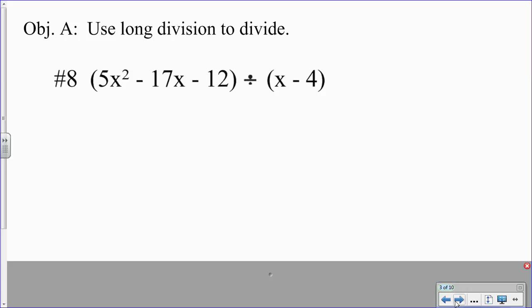So I'm doing 5x squared minus 17x minus 12 divided by x minus 4. So first of all, I check to make sure with polynomials you have to have every exponent accounted for. So you have to go in order, decreasing order. So this is squared.